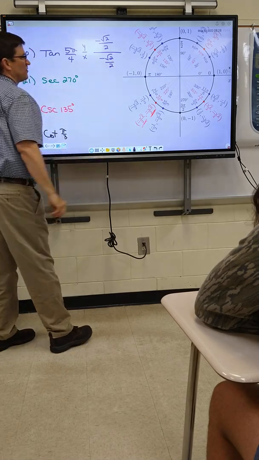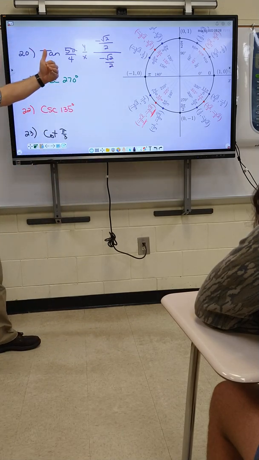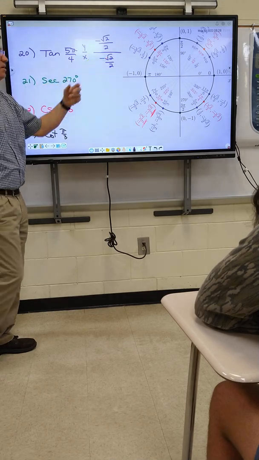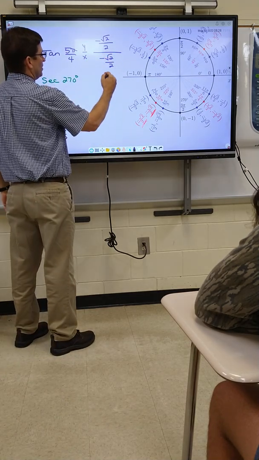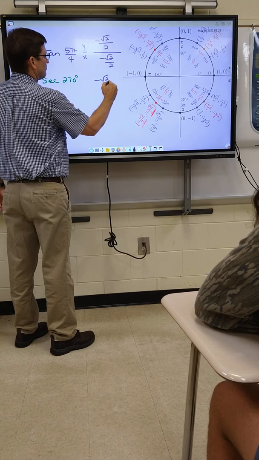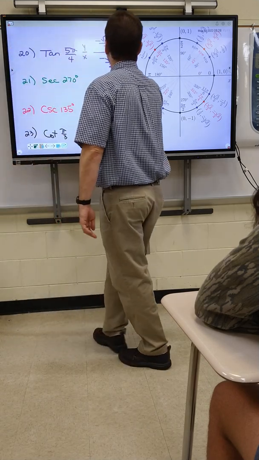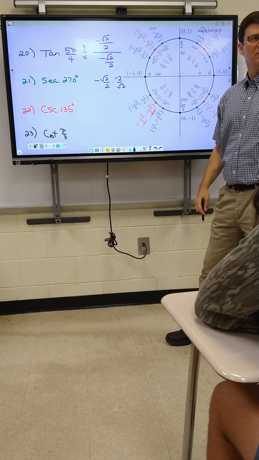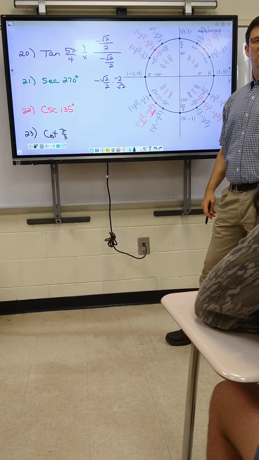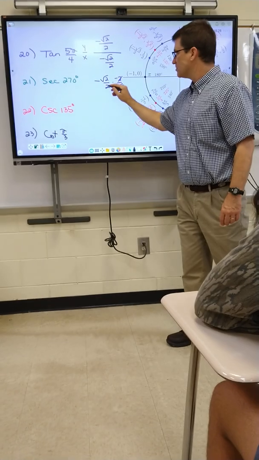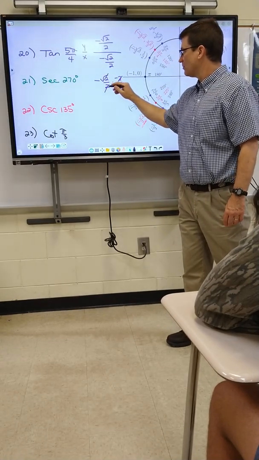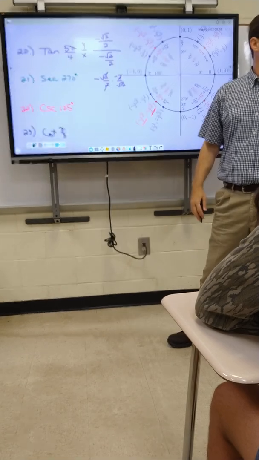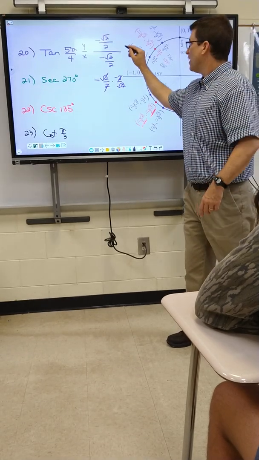All right, we have to do keep, change, flip. Remember? Keep, change, flip. Which one do you always flip? The bottom one. So it's going to look like this. Now see what you can cancel out. What cancels out on this diagonal? The 2's. What cancels out on this diagonal? Root 2's. Everything canceled out. When everything cancels out, what's your answer? 1. That answer is 1.